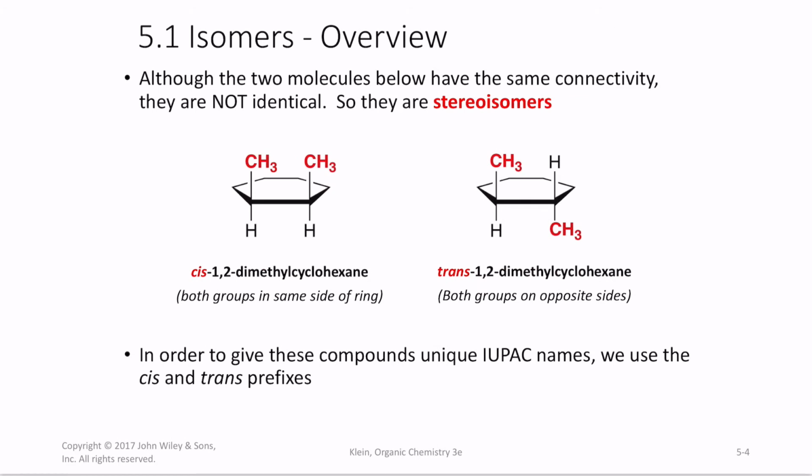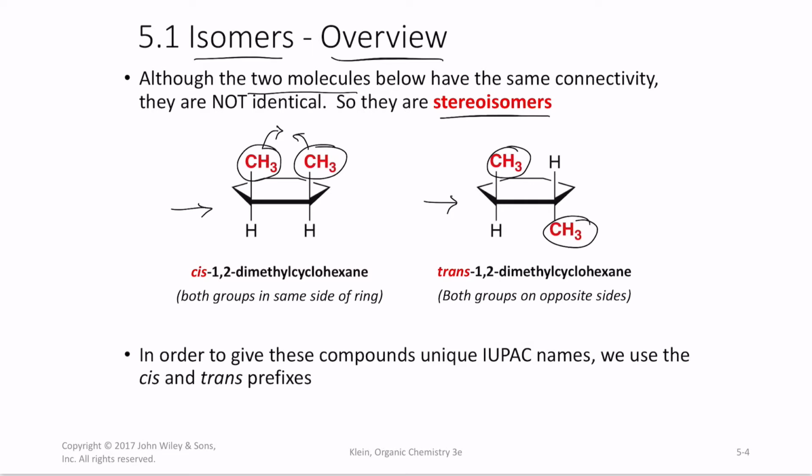So let's try to get an overview of these isomers. The two molecules below that you see here are identical if you consider the number of carbons and the number of hydrogens present in them. Even though they have the same connectivity, they change in their looks or the spatial arrangement. Here, both methyl groups are on the top. Here, one of them is on the bottom, one of them is on the top. So these two are examples of stereoisomers.